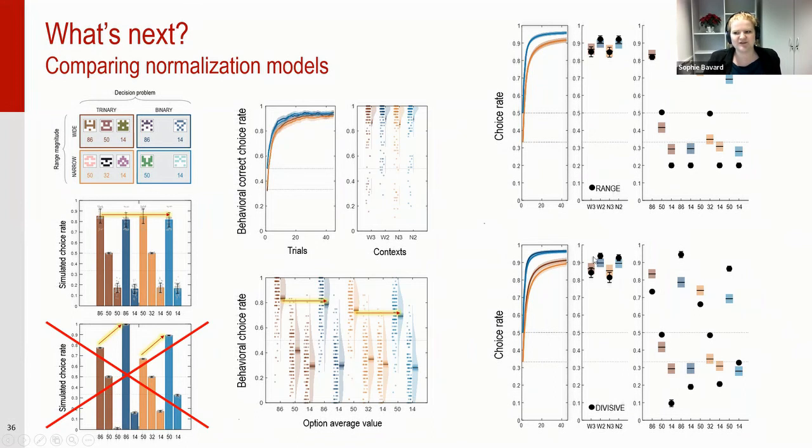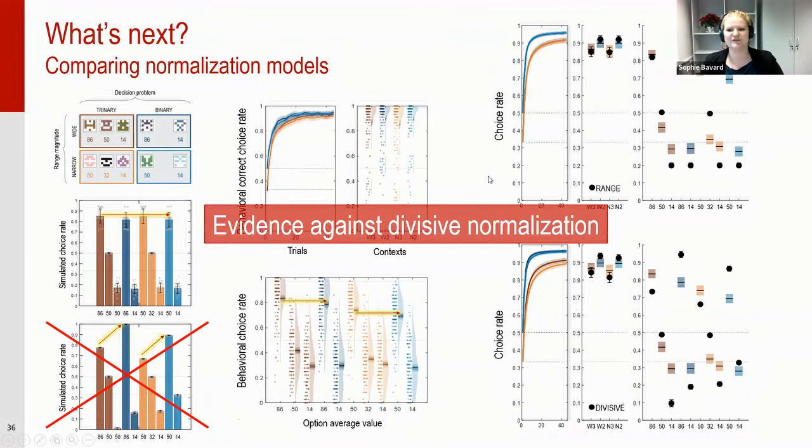So although both models are not doing a bad job at matching participants' behavior in the learning phase, it seems clearer in the transfer phase that the range adaptation model is more adapted to fit participants' behavior, especially as I showed you in the difference between these options there, whereas the divisive model seems to be completely lost at matching participants' behavior. So from this, and also the quantitative measures such as the BIC or the out of sample log likelihood also favor the range adaptation model compared to the divisive normalization model. So here we have some robust evidence against divisive normalization.